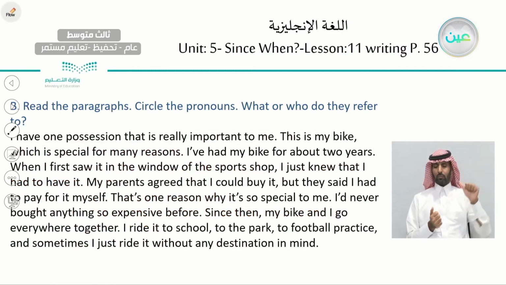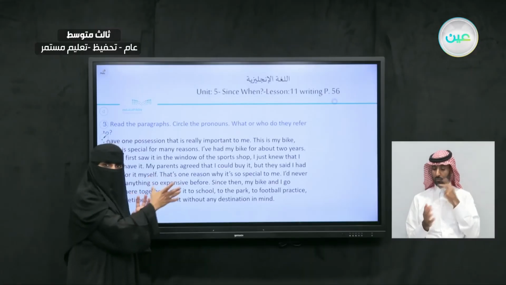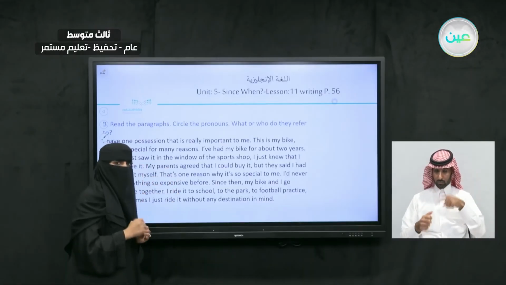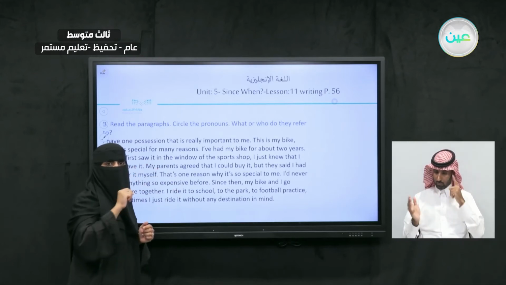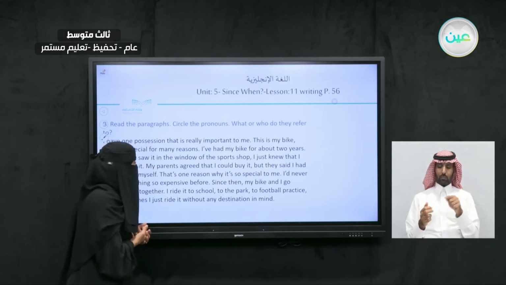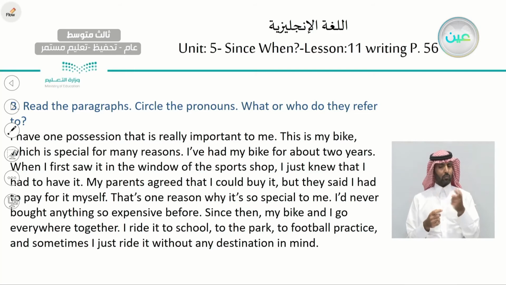Now let's look at exercise B. Read the paragraphs, circle the pronouns. What or who do they refer to? Okay, so read the passage. You can see a bicycle in your book. So read the whole passage, make a circle to tell me what these words refer to, okay?